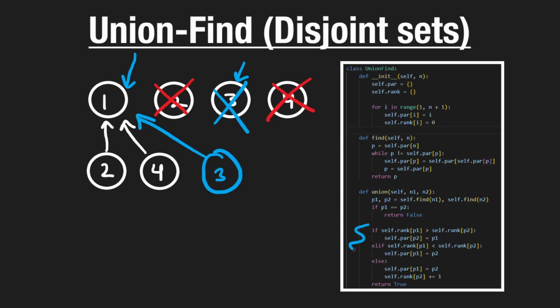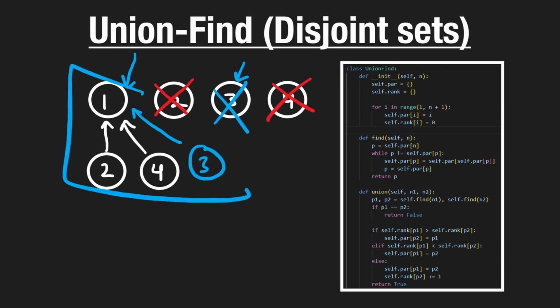Now, if the heights are unequal, in this case, this had a larger height than the other one, doing a union operation is not going to affect the height, because if this one had a smaller height anyway, and we're directly adding it to the root, the height of this is not going to change.